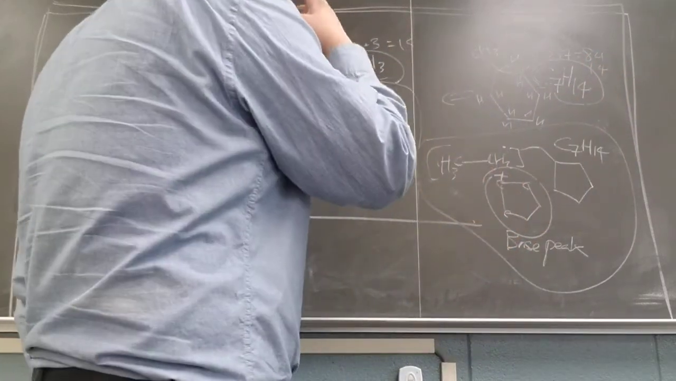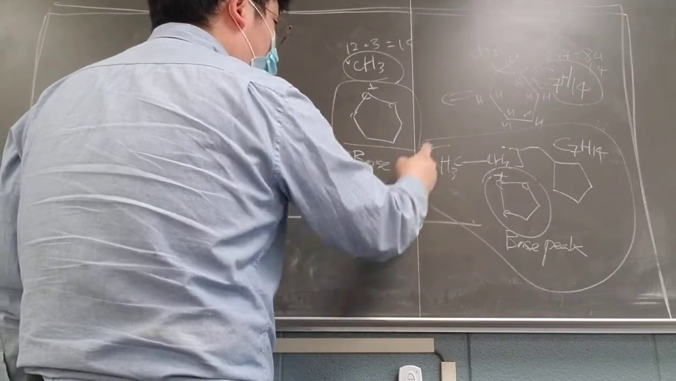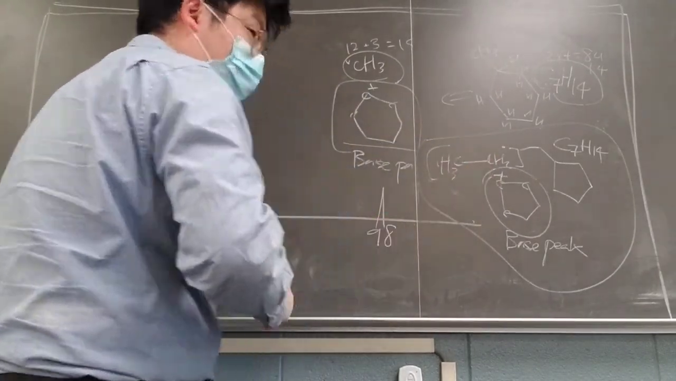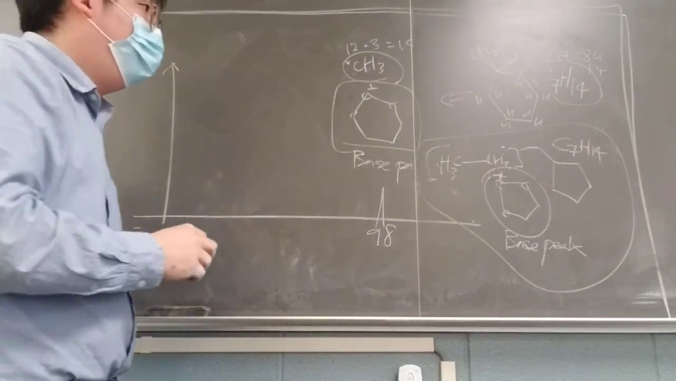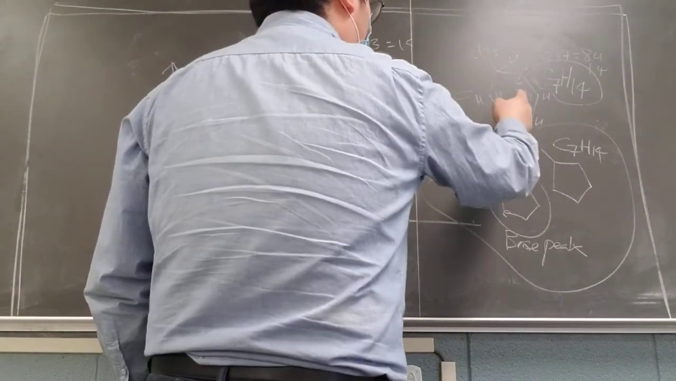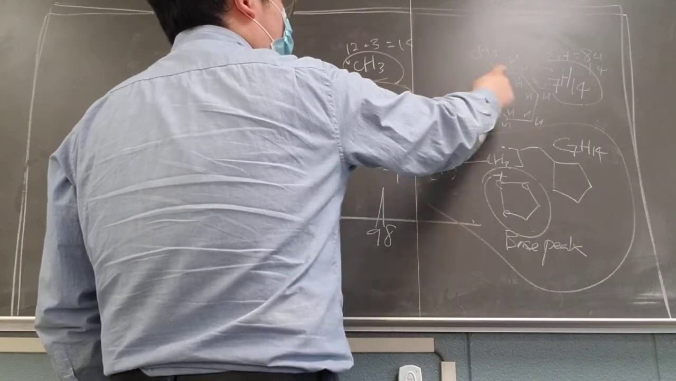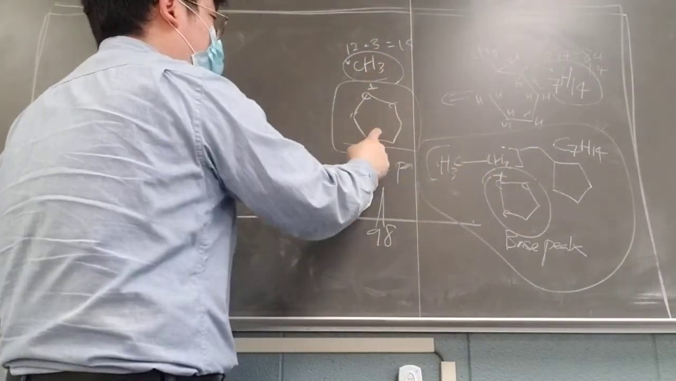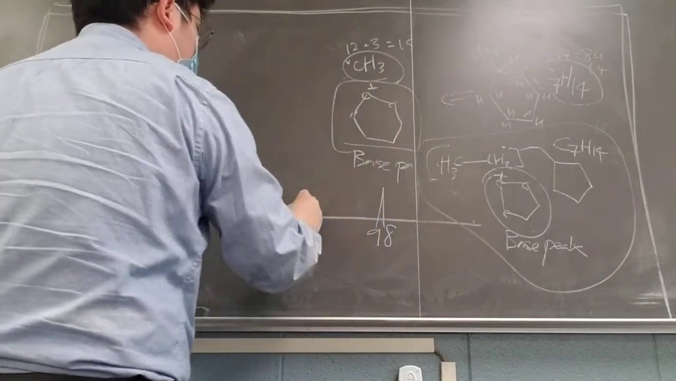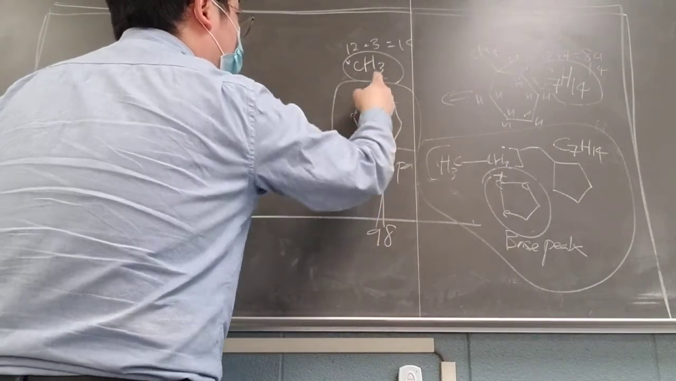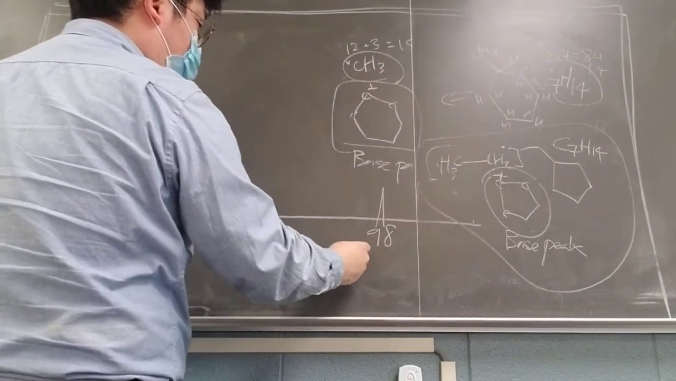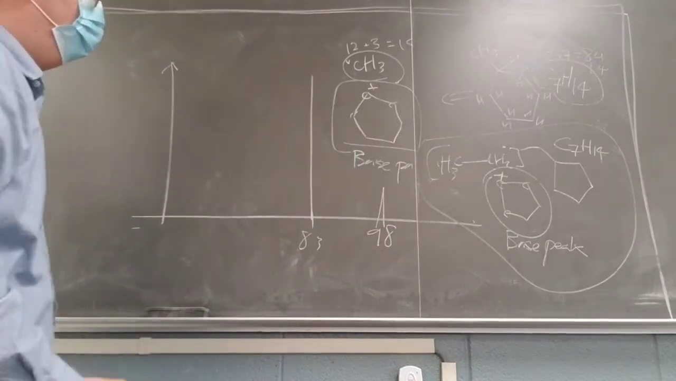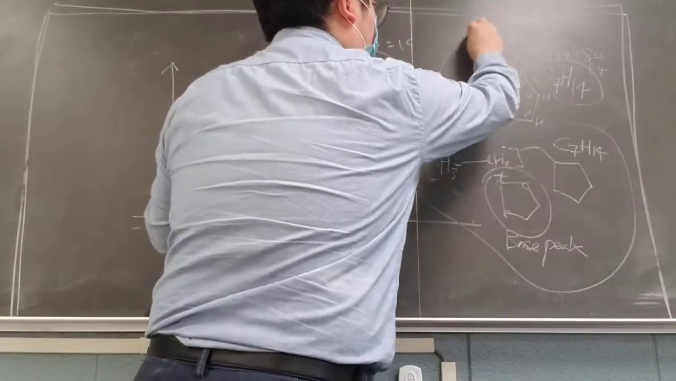So it'll be 98. These two will have the same parent peak at around 98, right? This is the same in chemical formula. But for the base peak, this one will be 98 minus 15. So the base peak on this one, methyl cyclohexane, will be 98 minus 15, which is 83. Okay, so that is the base peak for this one.